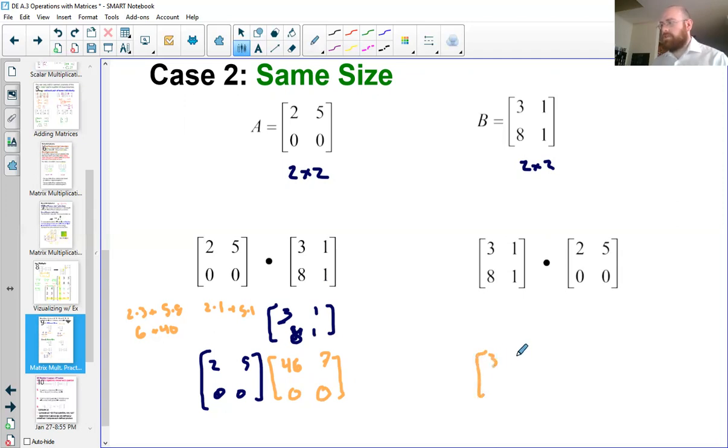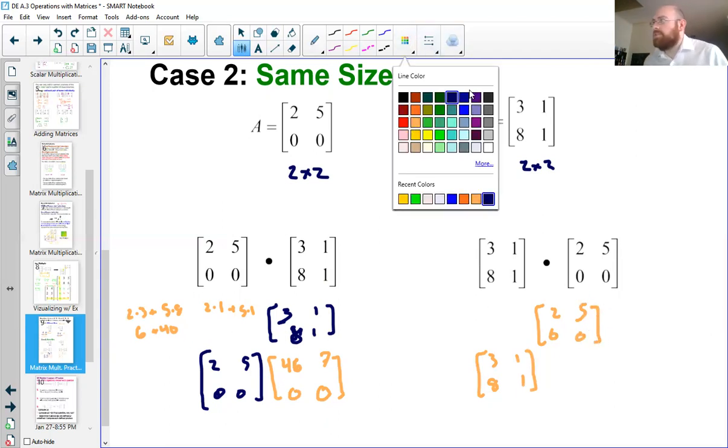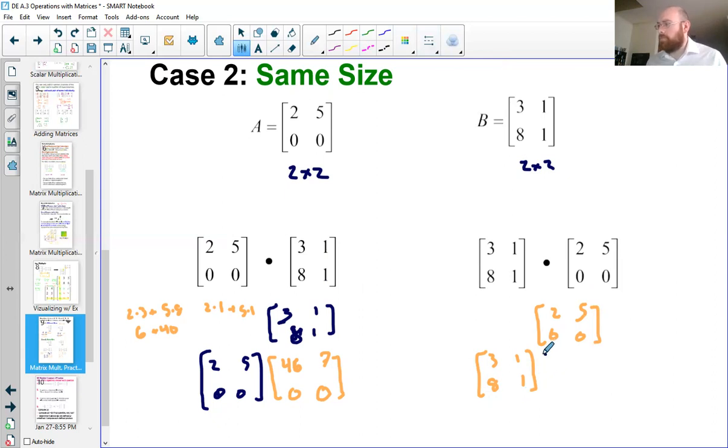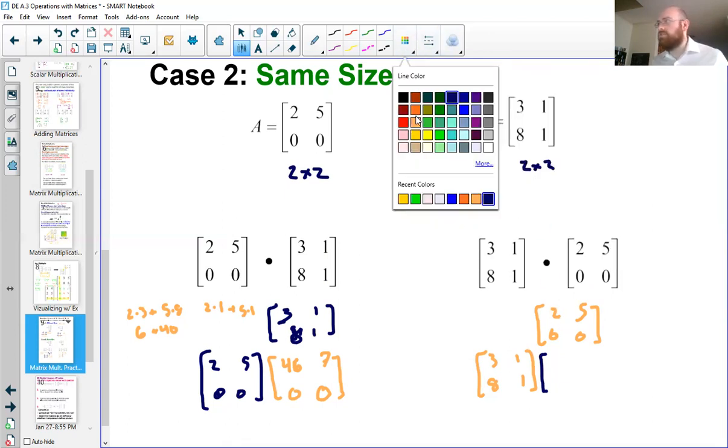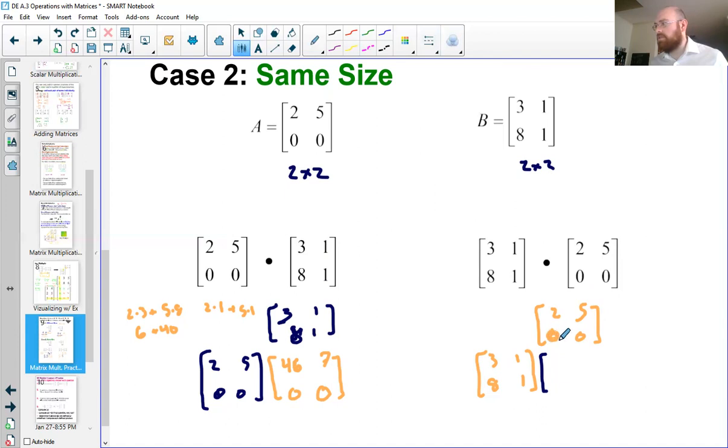So our second example flips the order. So we have 3, 1, 8, 1. And then we have 2, 5, 0, 0. And I'll change back to my other color. Here we have 3 times 2, which is 6. And then I really should have written this more clearly. This is a 0, not a 6.